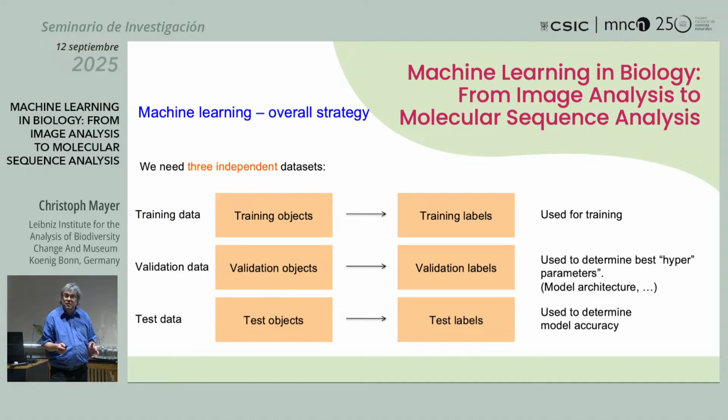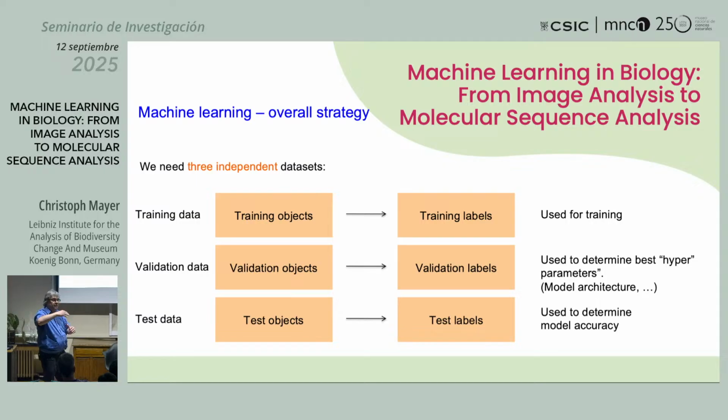The training data is used for training. And after we trained it, we will use the validation data to see how well it worked. And maybe we try different parameters. We try different model architectures. These neural networks can have different layers, different number of layers, different number of neurons in these layers. These are all called hyperparameters. And with the validation data set, we choose the best parameters.